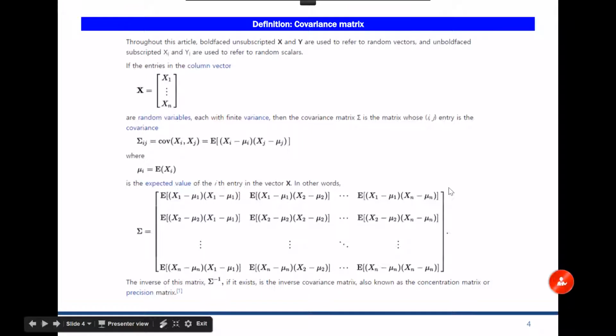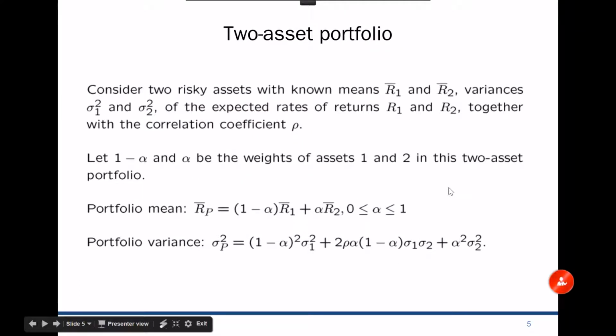Okay. The next page. Now, let's consider only a two asset portfolio. Now consider two risky assets. Suppose we have two assets like IBM and Google, or Samsung Electronics and LG Electronics. Suppose we have two risky assets, and we know the expected value, mean, and variance. Usually we also have to estimate mean and variance, but to make matters simple, let's assume we know the expected values, and we know the variances. Suppose we know that.